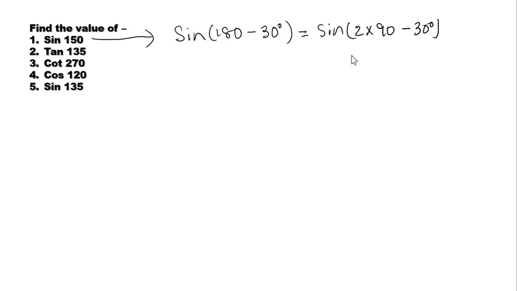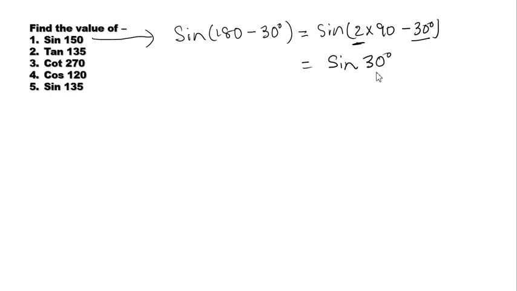Because 180 minus 30 is 150, and I am writing 90 as 2 into 90, because I need to get to the formula which says n into 90 plus minus theta. Now see what is this 2. So 2 means it is even. So first I will write that sine will stay sine. Okay. Now next, this 30 will come up.